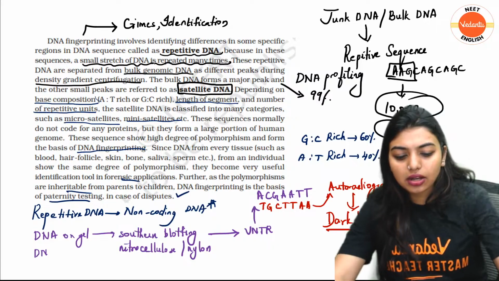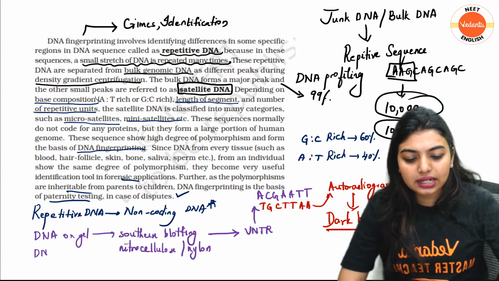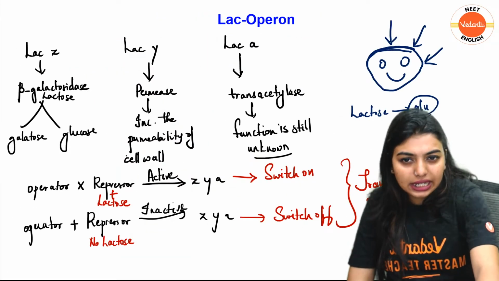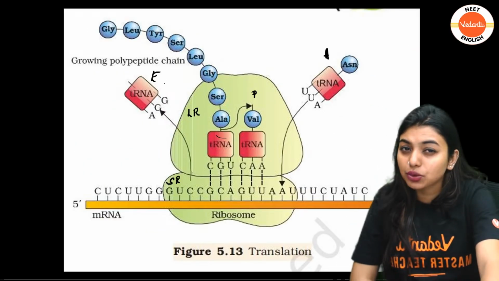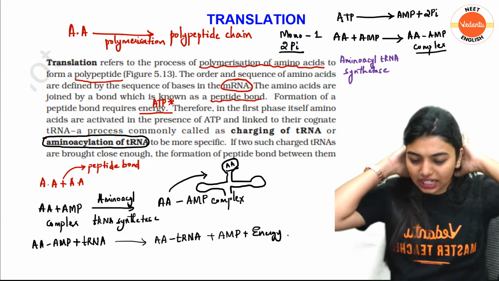Done? Is this clear? So yes, students, that is all about your molecular basis of inheritance. I hope you understood. The slightly complex portion is your DNA fingerprinting and HGP, so read it multiple times, otherwise you will not understand. But other than that, the lac operon and all of those concepts are very easy. It is not that difficult.